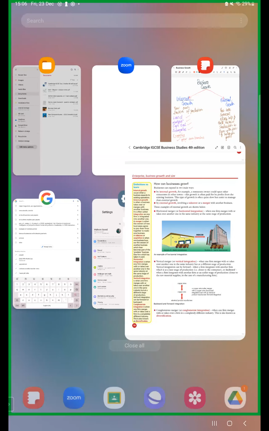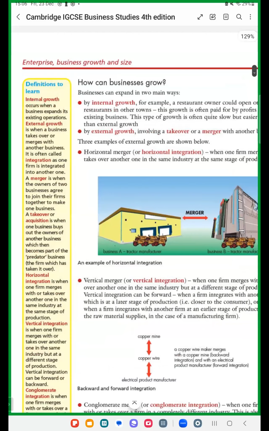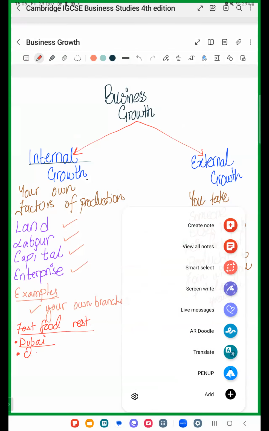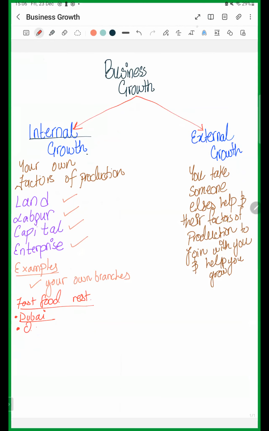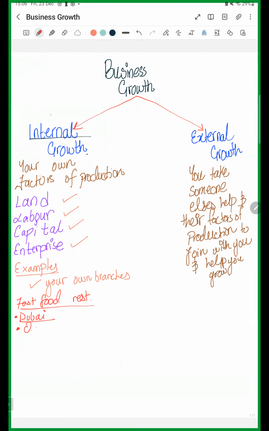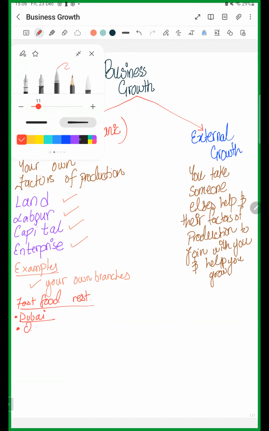Let's look at the basic definition. Internal growth is also known as organic growth, by the way. Let's write that down as well. So how about you write it down as well, okay? So we write: internal growth is also known as organic growth. It is when a business uses its own scale of operations.